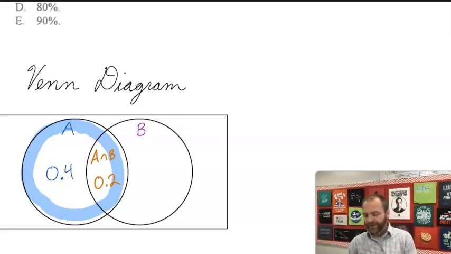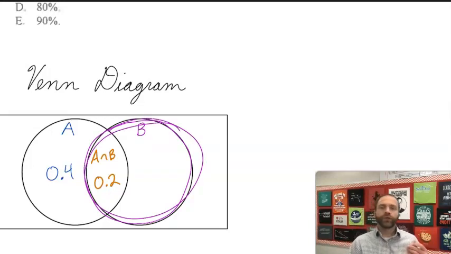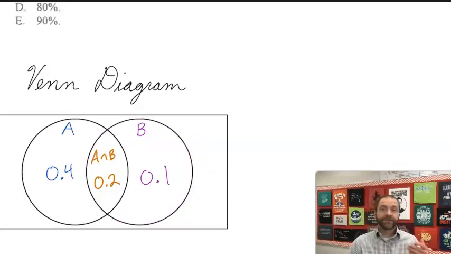Now, for the probability of B, I have to keep in mind that B is this entire area, and we're told 30% for that one. I already have 0.2 inside that circle, so I'm going to need 0.1 here. That is the first part of the Venn diagram.